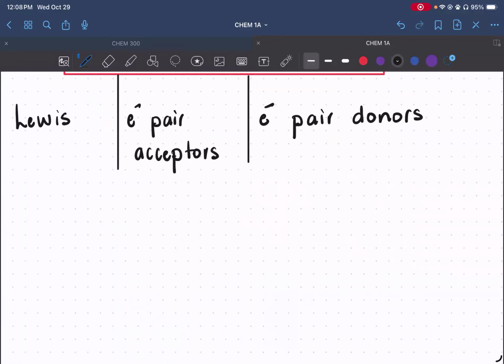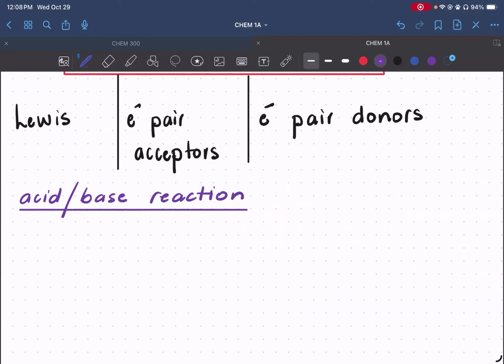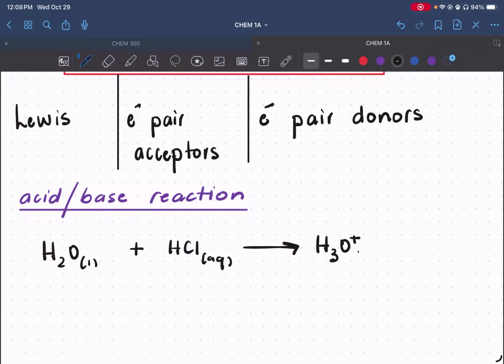Now that we have a little better understanding of what an acid and a base is, let's look at a specific example of a reaction between an acid and a base. Here we have the reaction between H2O, HCl, which results in H3O+ and Cl-.